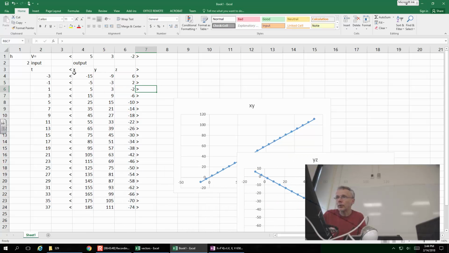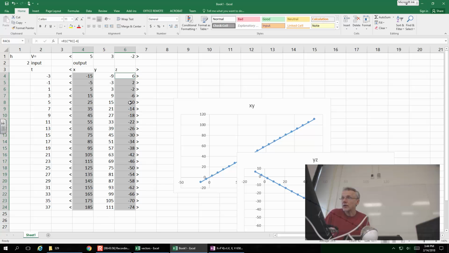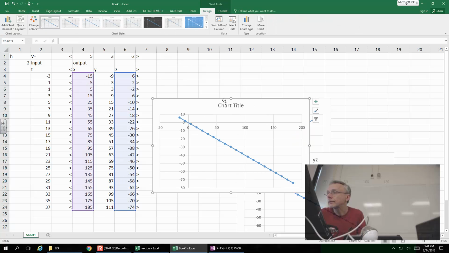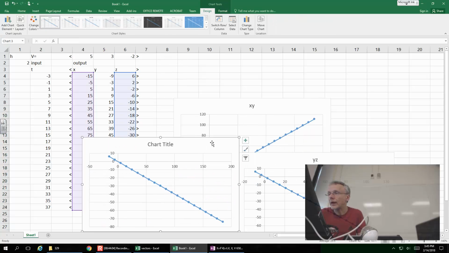So let me do the third one. I'll highlight x's, and I'll highlight z's. Once again, I insert scatter plot. That's the third. So this one is xz.